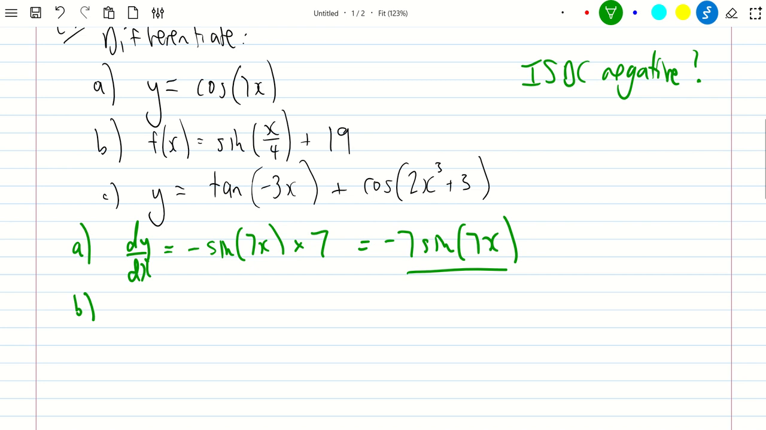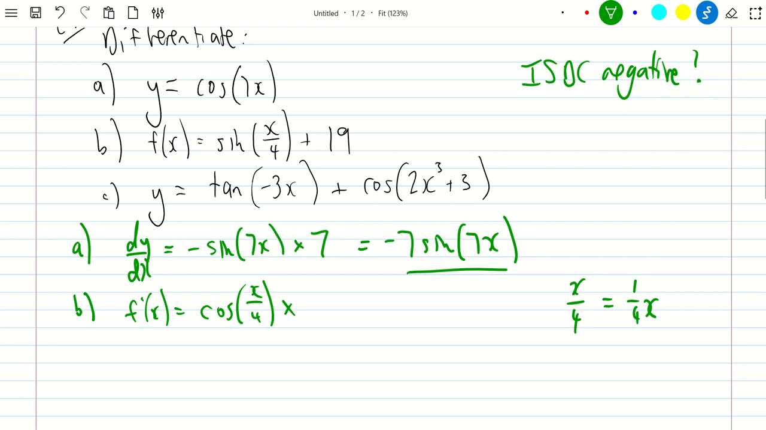Let's have a look at another. We've got f of x is equal to sine of x over 4, plus 19. So we're going to go to f dash of x. It's a different notation, but it means the same thing. Sine goes to cos, so it's going to be cos. The inside stays the same, x over 4. And then we multiply that by the derivative of the inside. And remember, x over 4 is 1/4 x.